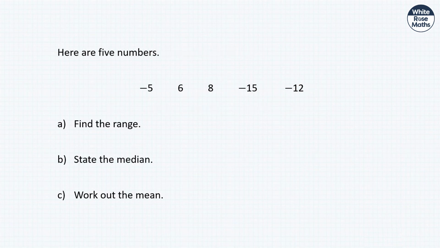There we go. This next one, here are 5 numbers. Part A, find the range. So the range is the biggest subtract the smallest. So it'll be 8, subtract the smallest, which would be minus 15. So 8 subtract negative 15. So being very careful here. That'll be 8 plus 15. So 8 add 15, which will be 23. So that's that one there.